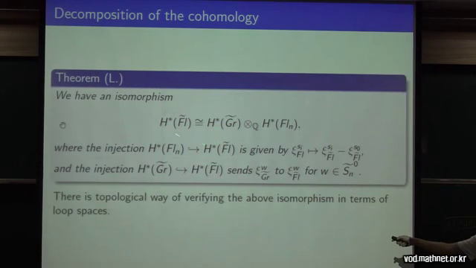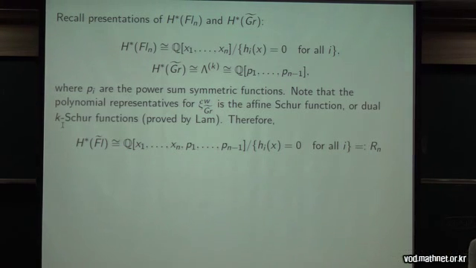Okay, so now I'm going to describe this in terms of polynomials, since we already showed you how to write the cohomology of the finite flag variety and the cohomology of the affine Grassmannian in terms of polynomials. So this one is for the flag variety: the integers are x1 through xn, and you divide by all the symmetric functions.